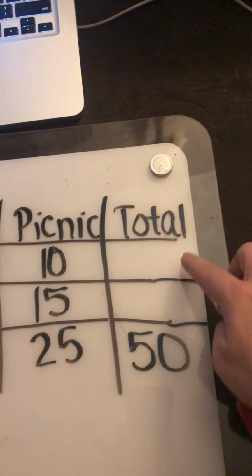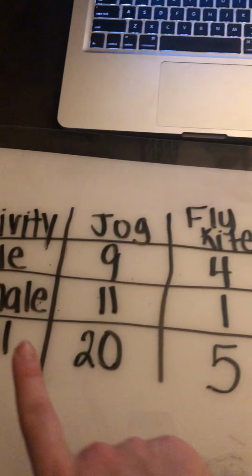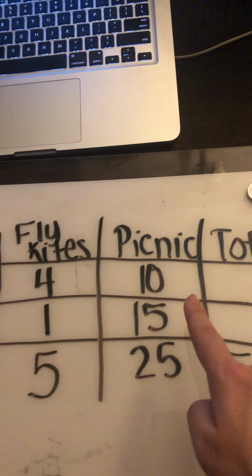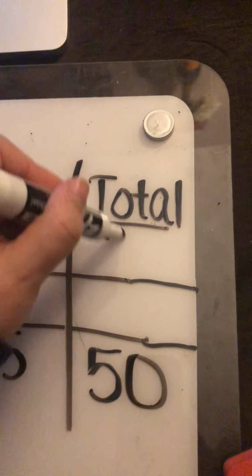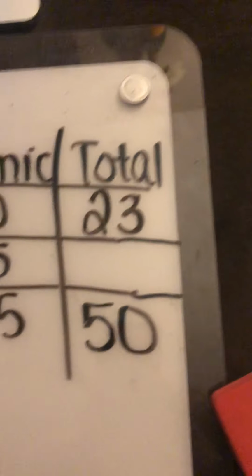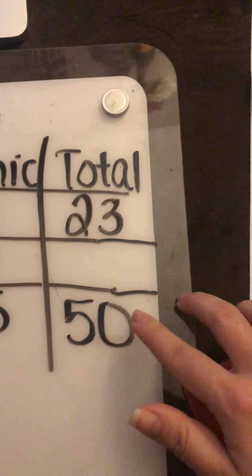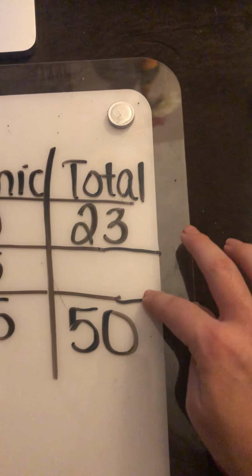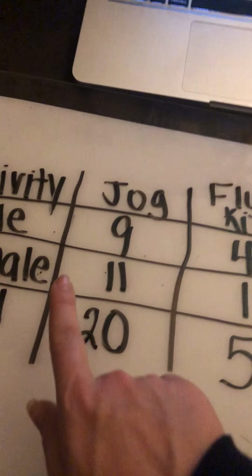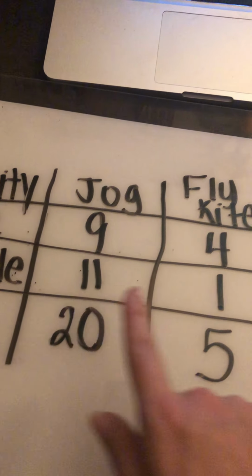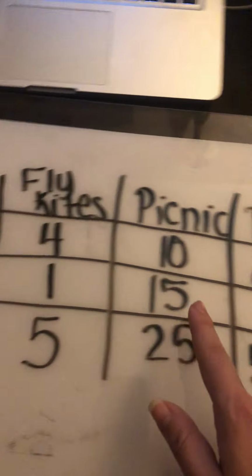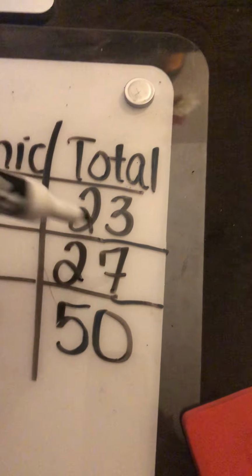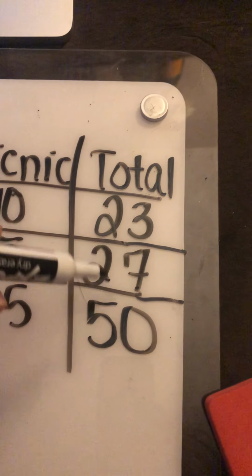To figure out these totals, we have to just add up our rows. So let's do it. 9 plus 4 is 13, plus another 10 would give us 23. I'm already doing a little mental check in my head. I know that this difference should be what's left here. So 50 minus 23 is 27. Let's make sure that our row adds to that. So we have 11 plus 1 is 12, plus 15 does give us that 27. So I know that this column works out well. 23 plus 27 is 50.